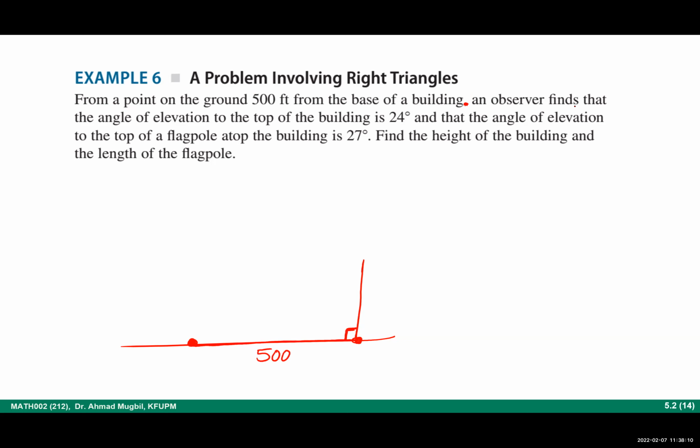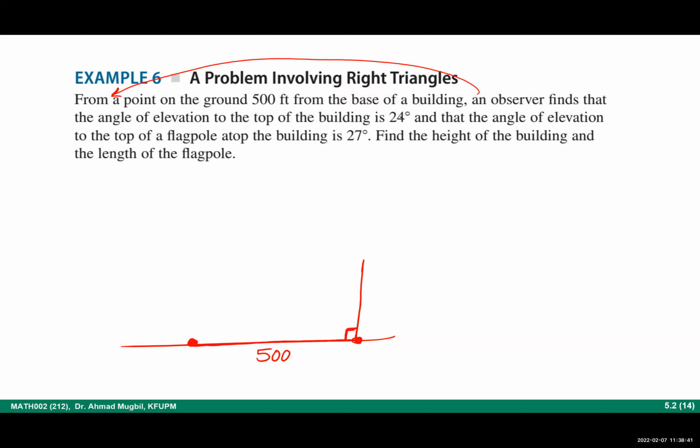An observer finds that the angle of elevation to the top of the building. An observer, where is the observer? It is at the point. From a point, an observer finds. So you can just forget about this, these are additional information. From a point on the ground, an observer finds that. So the observer is here.